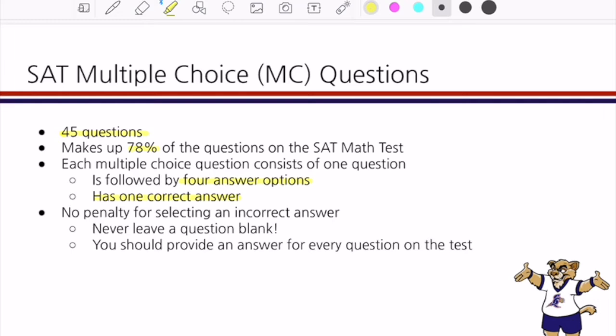It's important to note that there is no penalty for selecting an incorrect answer, which means that you should provide an answer for every question on the test. You don't earn any points for a wrong answer, but they don't take any extra points away from you for a wrong answer. Make a note on this slide that says you should use multiple choice strategies like process of elimination to help you solve the multiple choice questions on the test.